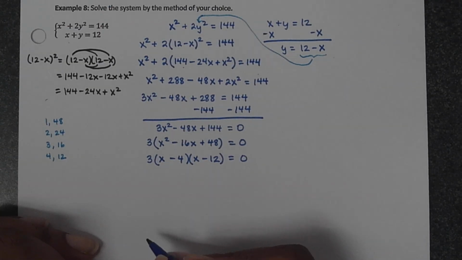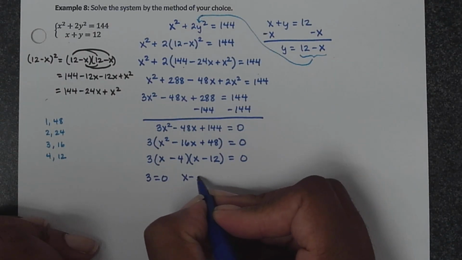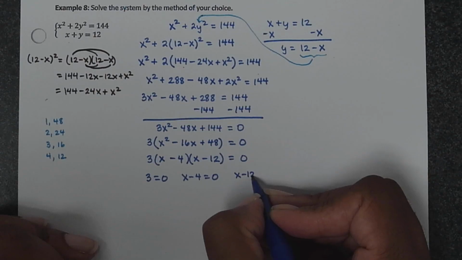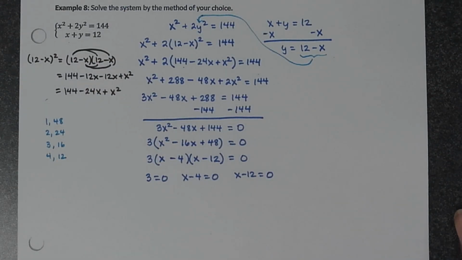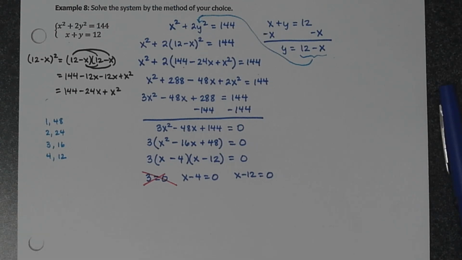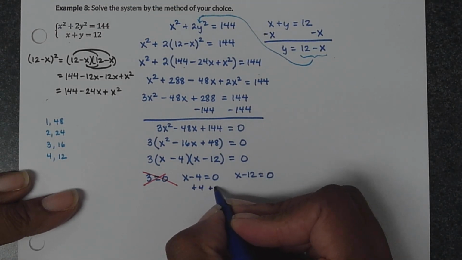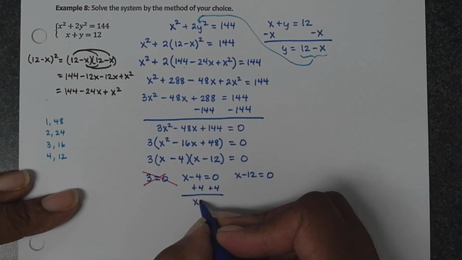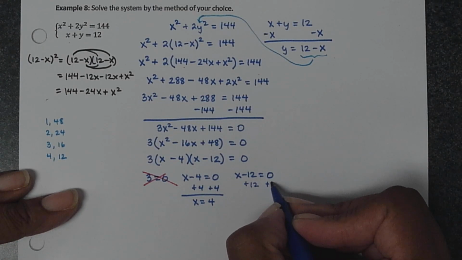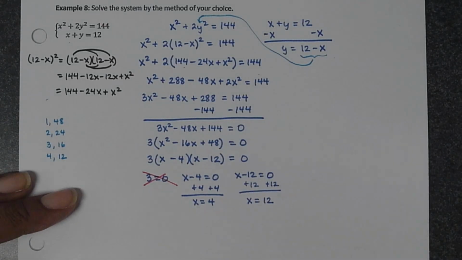And then I'm going to set each factor equal to 0. So this means 3 is equal to 0, x minus 4 equals 0, x minus 12 equals 0. Well, we can eliminate that 3 equals 0. That's a false statement. But for x minus 4 equaling 0, if I add 4, you'll get x is equal to 4. And then for x minus 12 equal to 0, if I add 12, you'll get x is equal to 12.